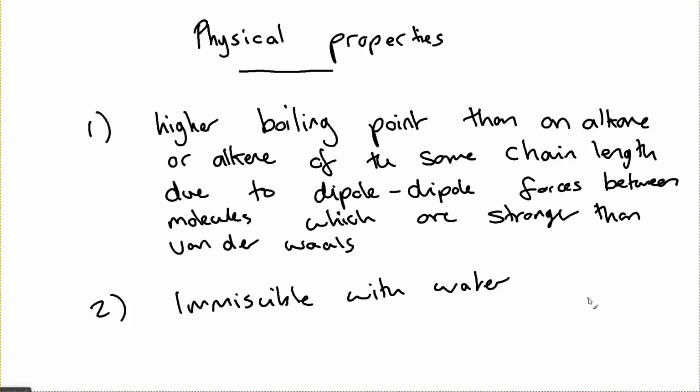So, the key physical properties then of halogenoalkanes. They've got a higher boiling point than an alkane or an alkene with a similar chain length, and that would be due to the dipole-dipole forces between the molecules, which are a little bit stronger than the van der Waals forces. And the second property, they are immiscible with water. They're not going to dissolve in water.